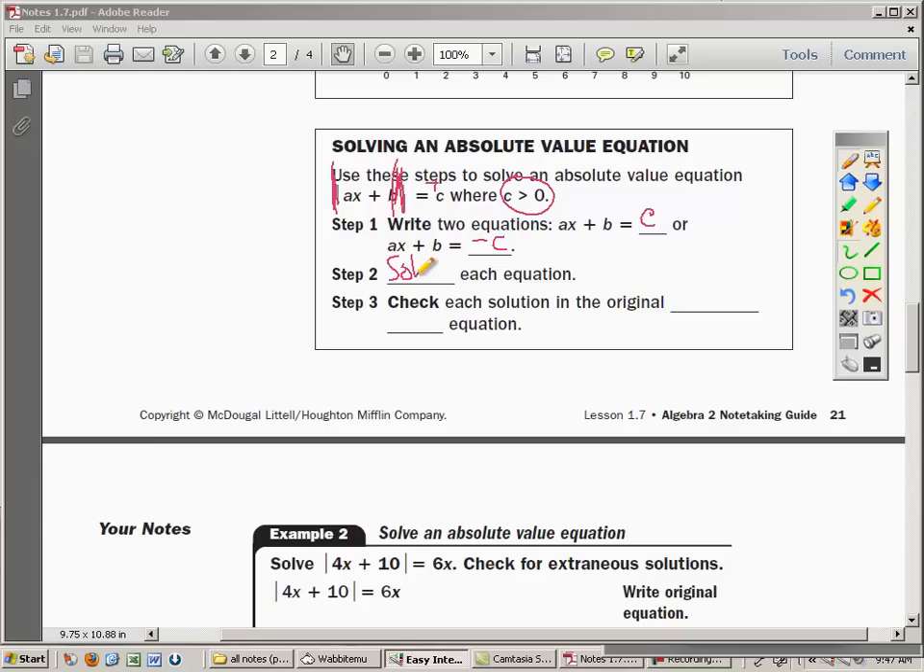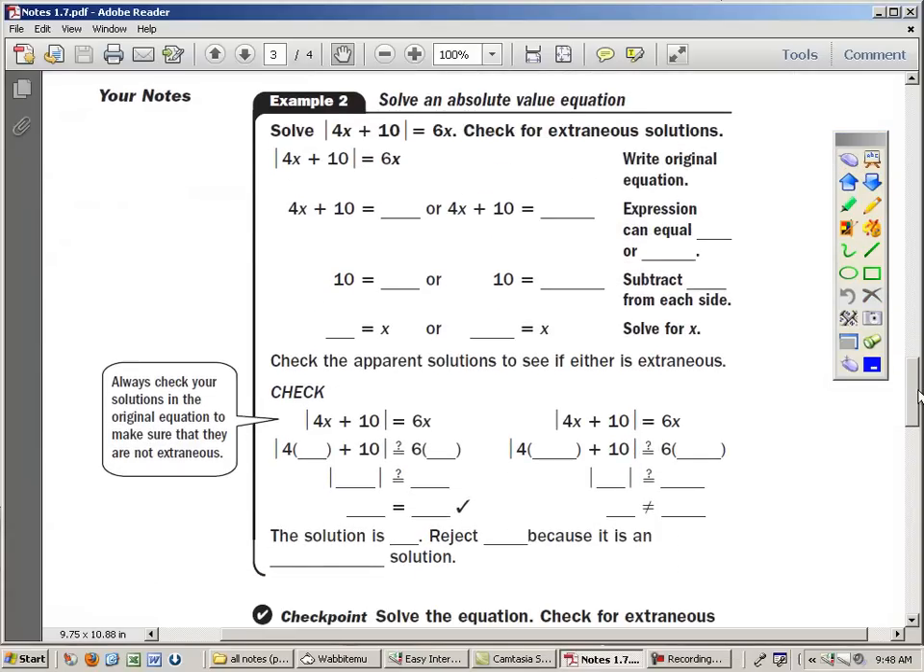The second step is to solve each equation, and then check your solution in the original absolute value equation. So make sure that when you get done, you always check your answers in the original absolute value equation. You're going to be making two equations here. Don't plug your answers into your two equations. Plug them into the original and see if they check. All right? So let's take a look at an example on the top of the next page then.